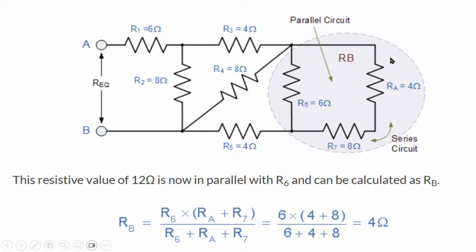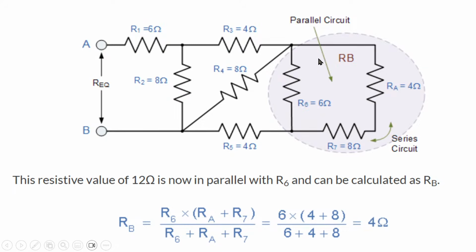So again, we get a new resistance we can call RB. So RB is equal to R6 times (RA plus R7) divided by R6 plus RA plus R7, which is the same as saying product over sum, which is equal to 6 times 12 divided by 6 plus 12. And by the time you do that, you get your RB as 4 ohms.